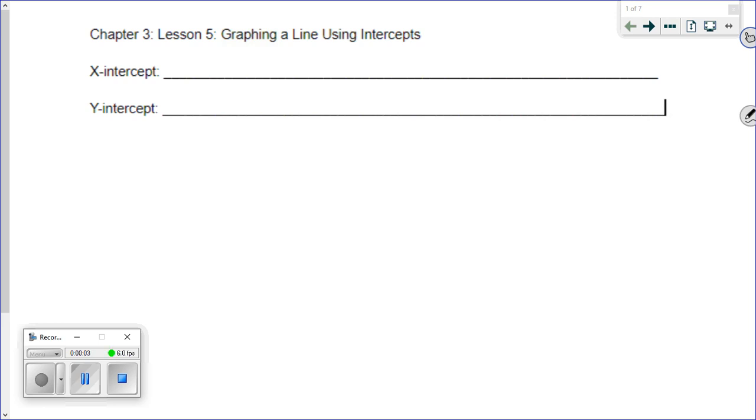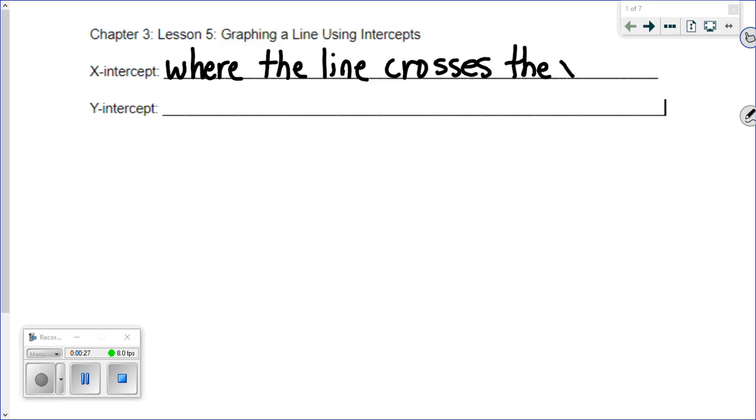Today we're going to start Chapter 3, Lesson 5, Graphing a Line Using Intercepts. There are two intercepts on the graph that we are going to talk about: an x-intercept and the y-intercept. The x-intercept is where the line crosses the x-axis.